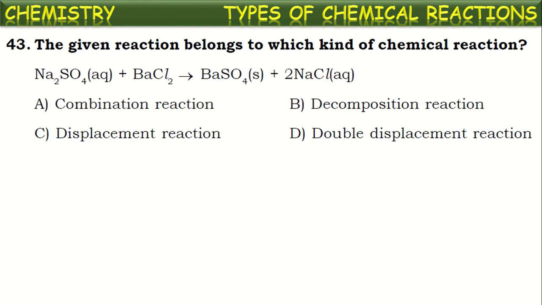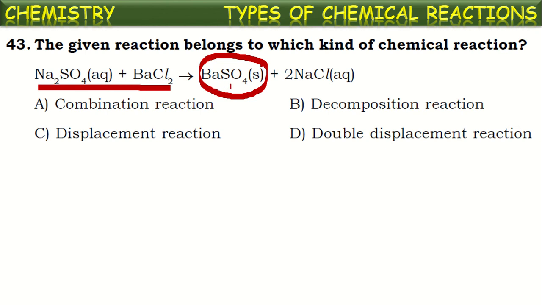Okay. Next, the given reaction belongs to which kind of chemical reaction? What is happening here? If you observe, sodium sulfate plus barium chloride gives barium sulfate and sodium chloride. A solid substance is formed when two aqueous solutions are mixed. Such a solid substance formed when two aqueous solutions react with each other is called a precipitate, and that reaction is called a precipitation reaction. Okay, here what's happening, let us see. These two compounds are mutually exchanging their ions and forming two new compounds. So this is also called a double displacement reaction.